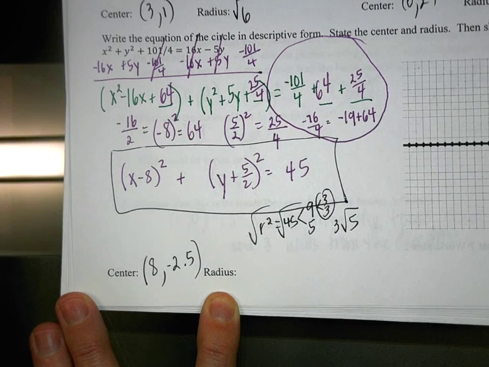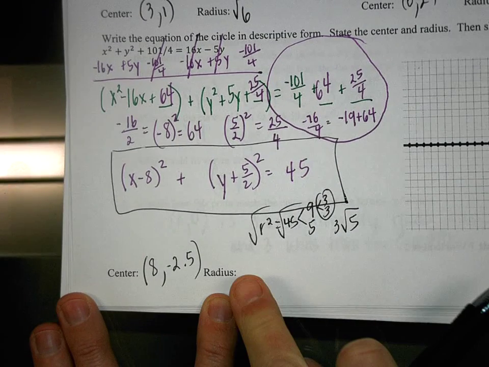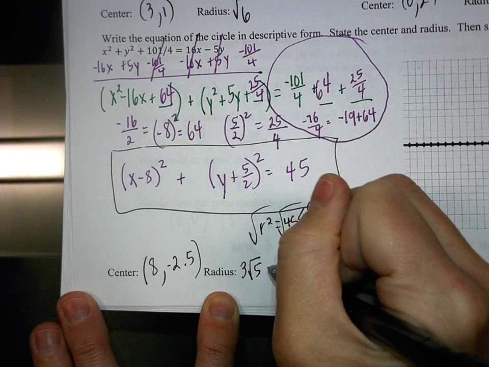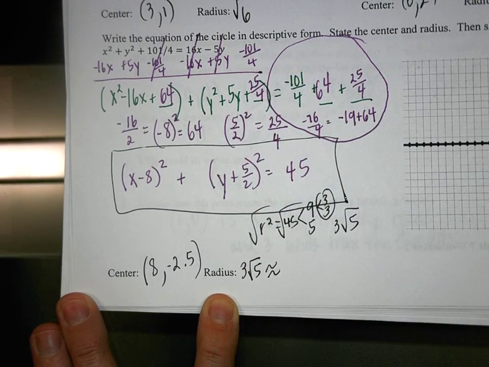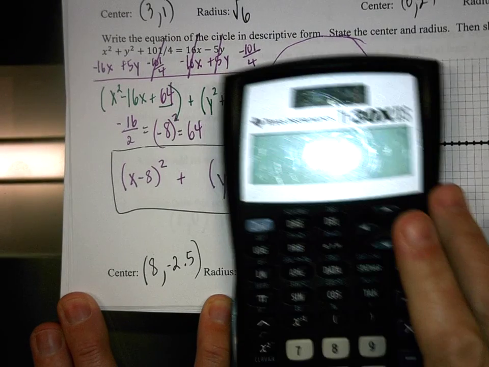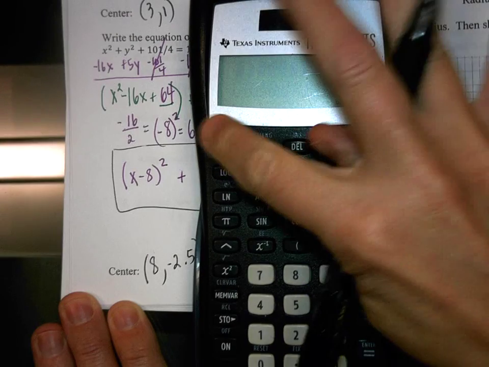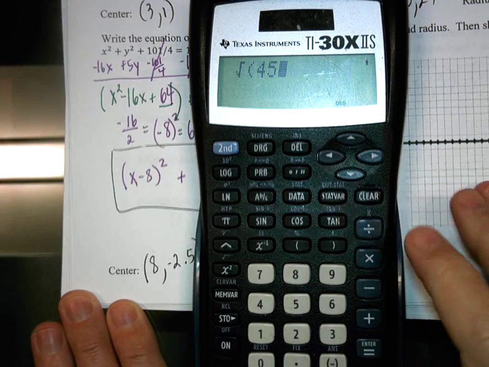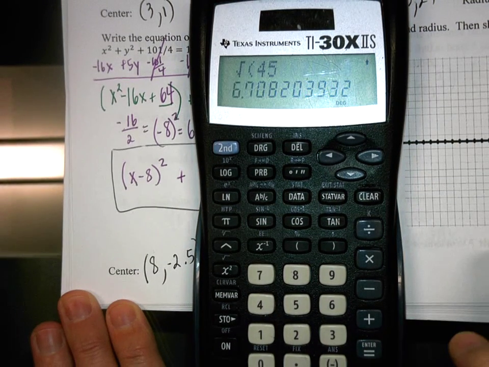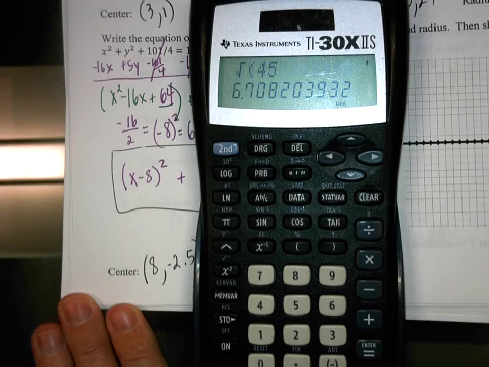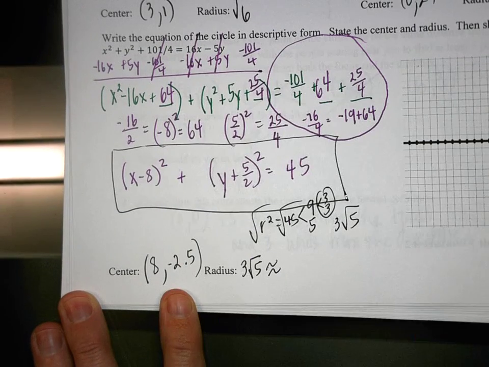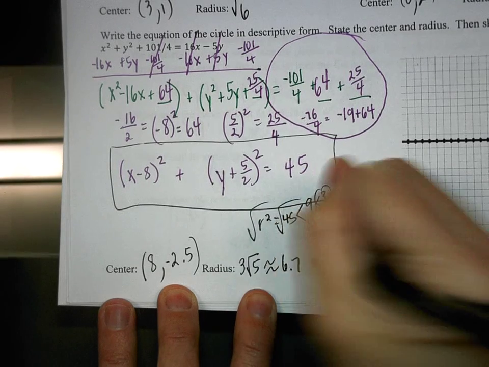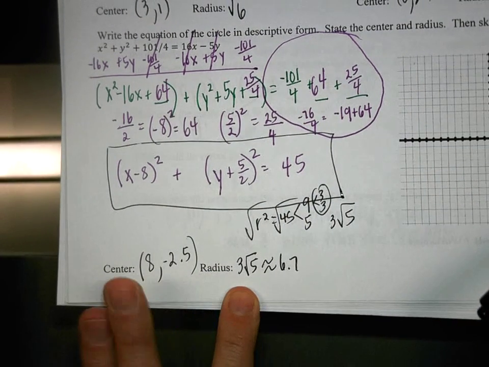But is 3 root 5 going to help me with graphing? No. And so it's approximately equal to, and you can get your calculator out again, and I'm going to take the square root. I'm just going to put 45 in there because it's going to give me the same answer either way. And so that's approximately 6.7. Okay? You could have put 3 and then root 5 and you'd get the same thing. Okay, so now we're going to graph.